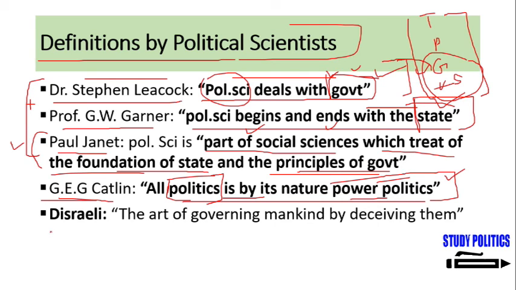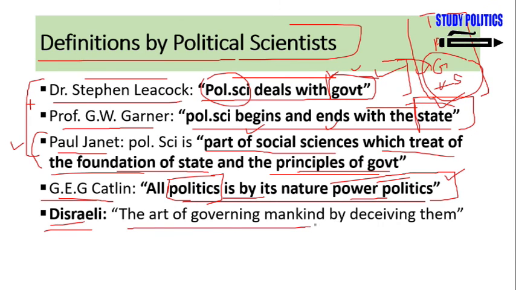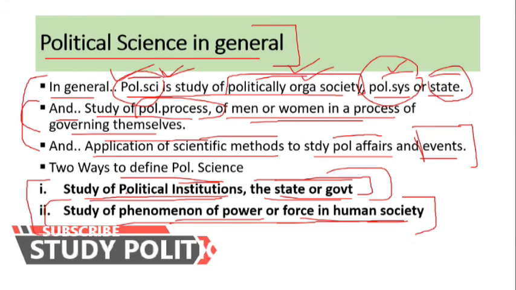Similarly, here is one definition of politics. Disraeli has defined politics as an art of governing mankind by deceiving them. This is one of my favorite definitions of politics, that politics is an art. It is not a science. It is an art of governing mankind by deceiving them. So if you can govern people by deceiving them, then you are actually doing politics. You will be a true politician. So this is what political science is.